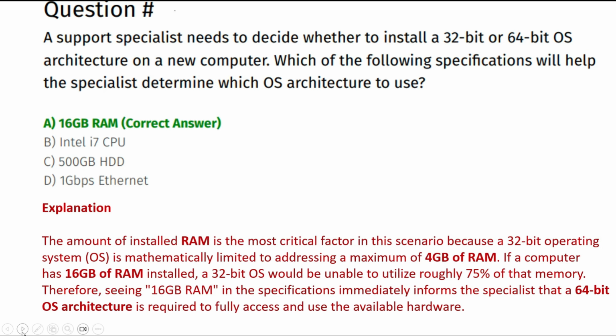So let's check the explanation. The amount of installed RAM is the most critical factor in this scenario because a 32-bit operating system is mathematically limited to addressing a maximum of 4 GB of RAM.